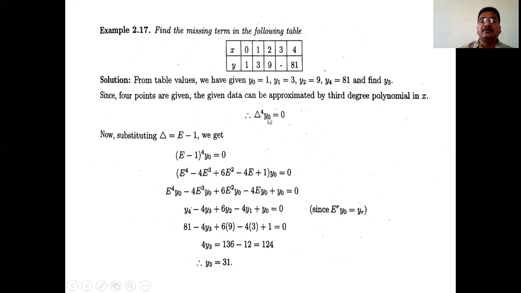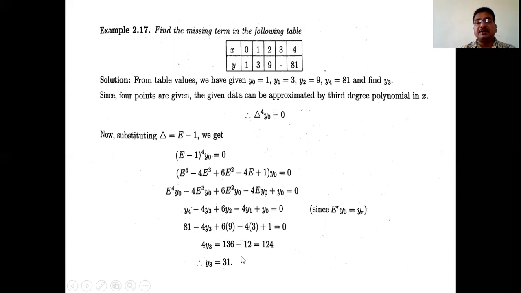Either write the notation y0 or f of a, and then substitute delta as E minus 1. Here, instead of y0, write f(x). And (E minus 1) raised to 4, by using the binomial theorem, the expansion contains a total of 5 terms, 1, 2, 3, 4 and 5 terms, and the terms have signs plus, minus, plus, minus, plus. Instead of y0 write f(x), and then E raised to 4 f(x) is what? f of x plus 4h, because the difference is what? 1. Then write all the remaining values and substitute x is equal to 0.